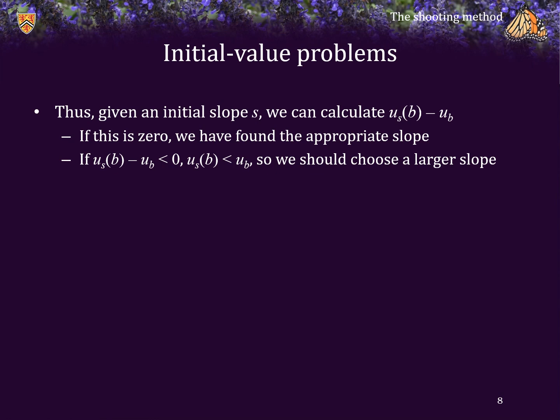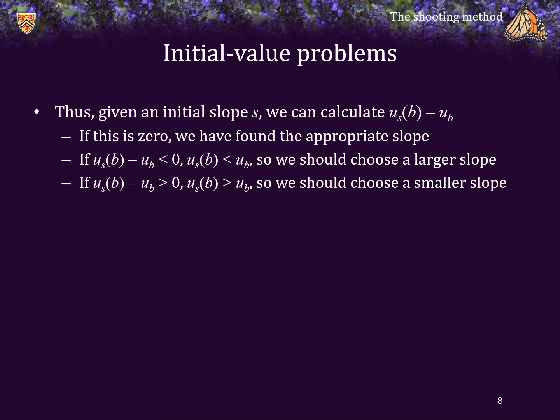Now, if this expression is less than 0, then that means the value of the solution evaluated at b is less than the desired value we're targeting for. Consequently, we should choose a larger initial slope for the next try. On the other hand, if this expression is greater than 0, that implies that the solution at b is greater than the desired solution, so we should choose a smaller slope. Sounds like a root finding problem, doesn't it? Question is, how much larger or smaller?